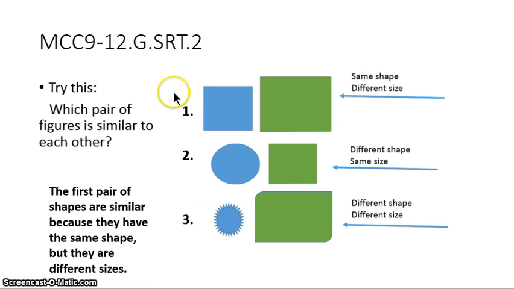The correct answer is the first pair, because the two figures have the same shape, yet different size. The second pair of figures are not similar, because they have different shape and have the same size. And the third pair of figures have different shape and different size.